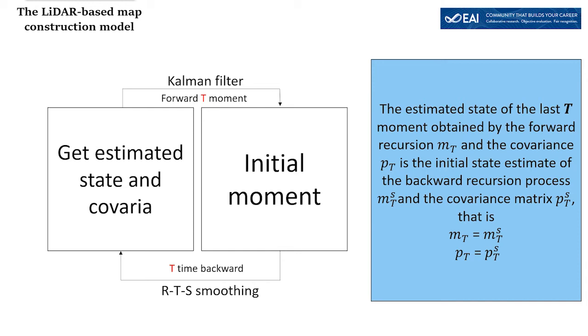The estimated state of the last T moment obtained by the forward recursion, MT, and the covariance PT, is the initial state estimate of the backward recursion process, MTS, and the covariance matrix PTS.